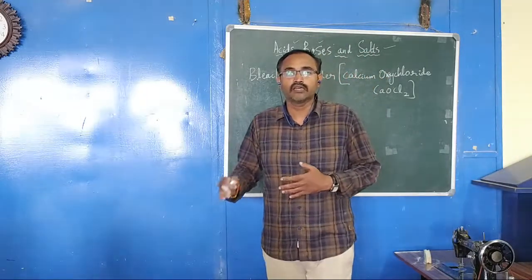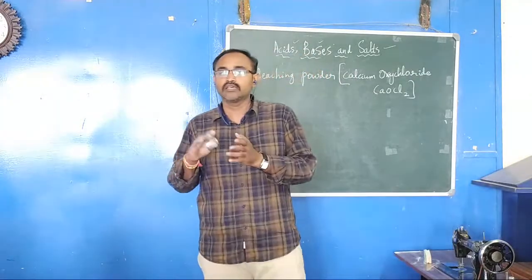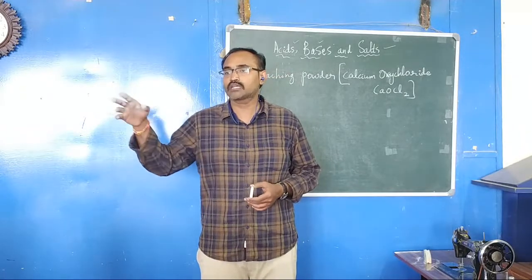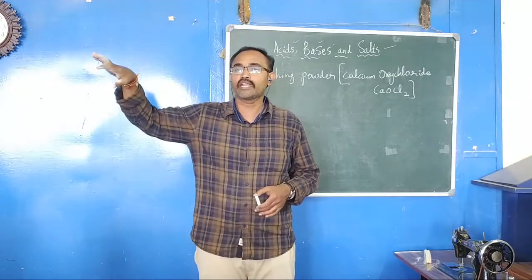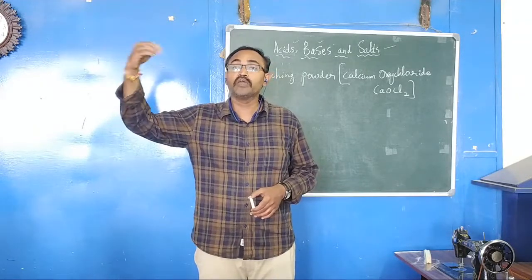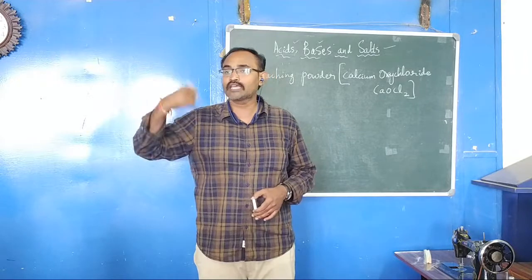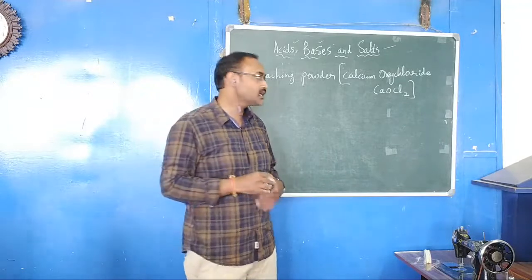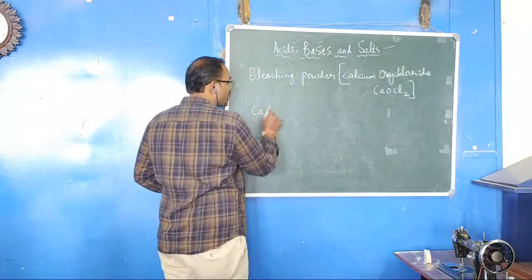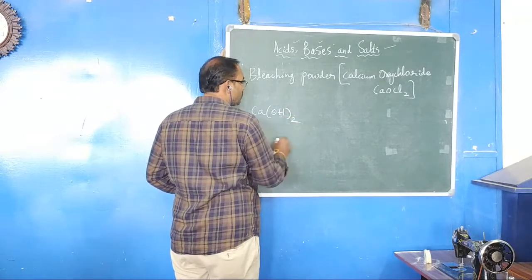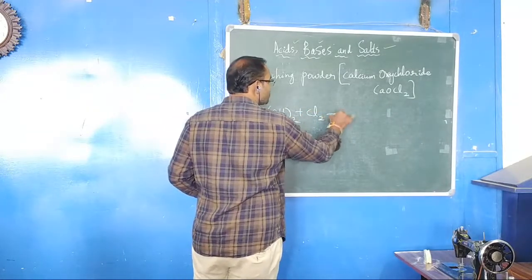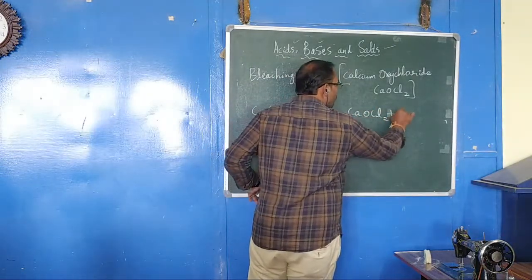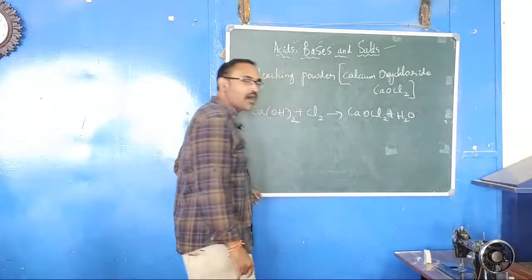See, already you have just learned how chlorine is formed by the chloralkali process. By passing electricity to the aqueous solution of sodium chloride, sodium hydroxide and chlorine are formed. When you pass the chlorine gas through dry slaked lime, that is, calcium hydroxide, calcium oxychloride is formed.